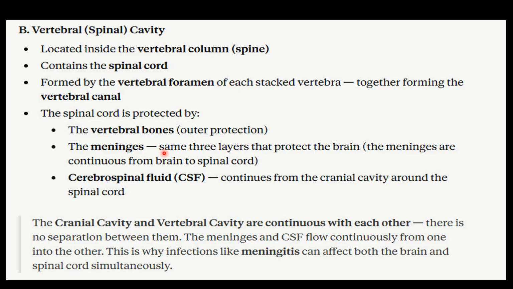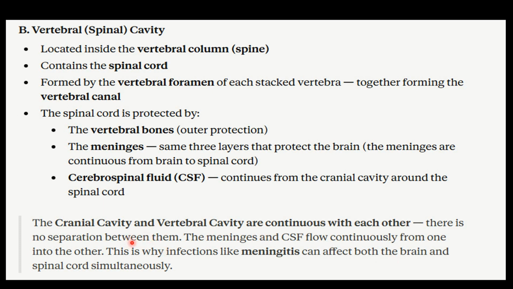And then we have cerebrospinal fluid continuous from the cranial cavity around the spinal cord. So you can say that the cranial cavity and vertebral cavity are continuous with each other throughout. There is no separation between them. The meninges and CSF flow continuously from one into another. This is why infections like meningitis can affect both the brain and the spinal cord simultaneously.